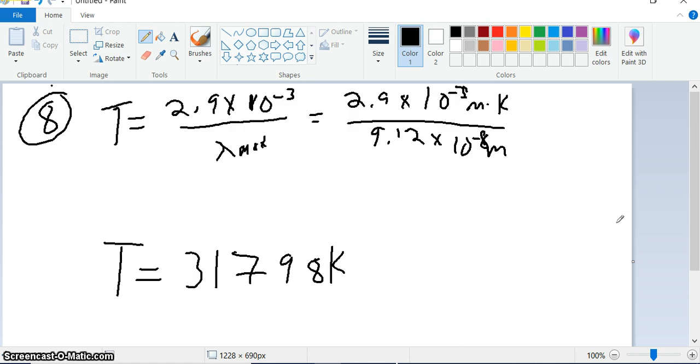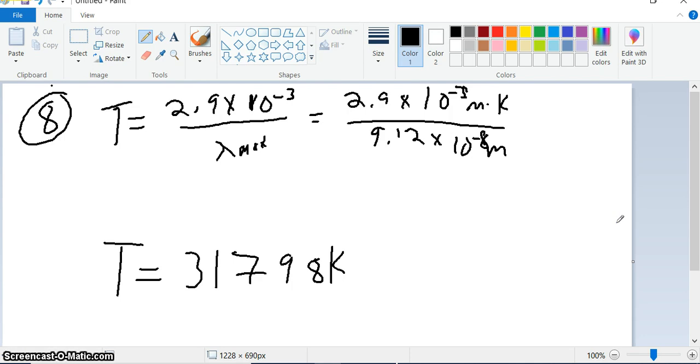All right, finally, number 8. Number 8 says, to carry enough energy to ionize a hydrogen atom, a photon must have a wavelength less than 9.12 times 10 to the minus 8th meters. Use Wien's law to calculate the temperature a star must have for the peak wavelength of the blackbody curve to equal this value. This is what we do. There's Wien's law: this constant 2.9 times 10 to the minus 3rd, because we were in meters, times Kelvin, divided by that wavelength they gave us, 9.12 times 10 to the minus 8th.